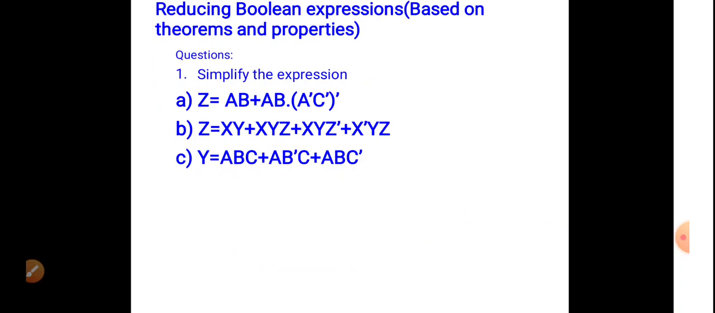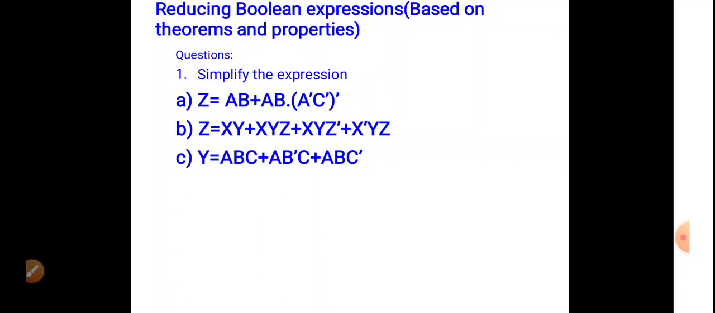So let us see some examples of how to reduce these Boolean expressions based on the theorems and properties. If you observe the first one, Z is equivalent to AB plus AB into (A bar C bar) whole complement. The first thing is we need to apply De Morgan's theorem to (A bar C bar) whole complement, which is equivalent to A double complement plus C double complement. Wherever the complements are in even numbers, both will be cancelled out.